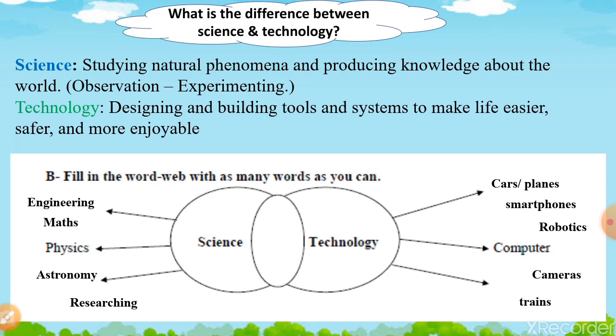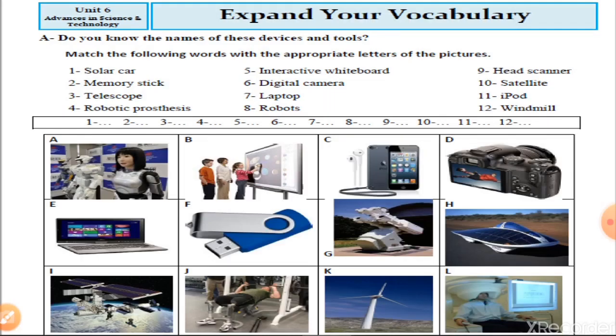Now let's go to some vocabulary and expand our vocabulary. As you see in this exercise, do you know the names of these gadgets and these devices? The question says, match the following words with the appropriate letters of the pictures. So as you see, we have 12 words and 12 pictures. All you need to do is match them. But before you do that, let's study the pronunciation of the words.